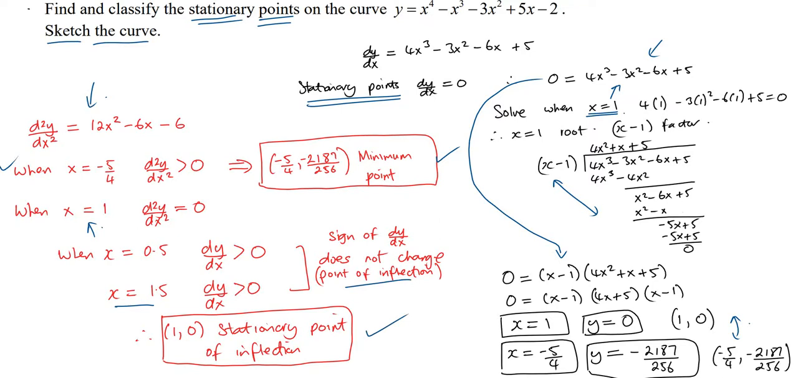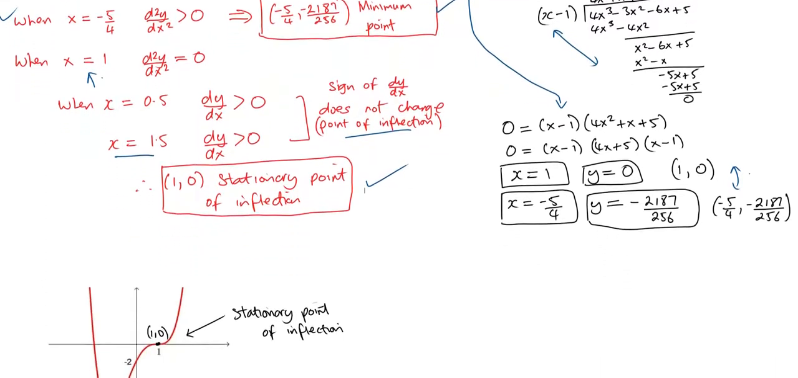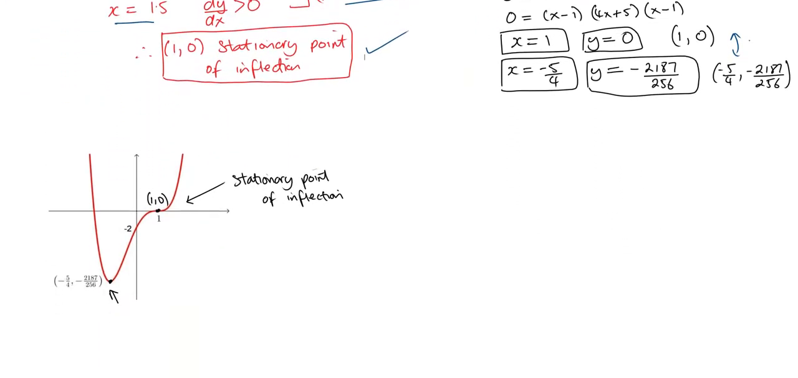I know I've talked through it quite quickly, but it's a really good question. And to sketch the curve, you see, there it is. Okay, so there it is, and this is a minimum point here, and this is your stationary point of inflection. Okay, and so there we have it.